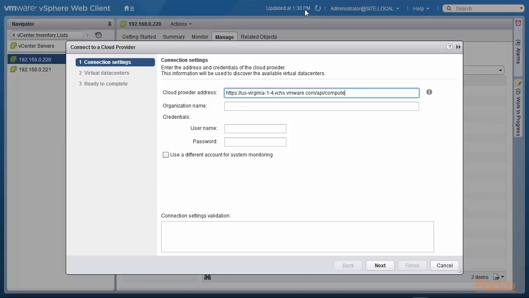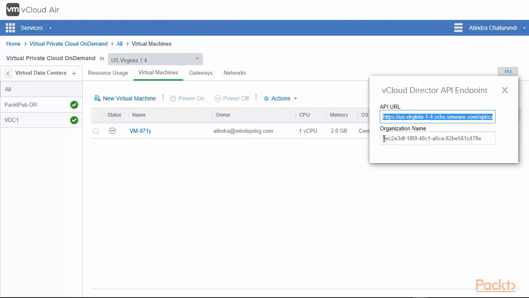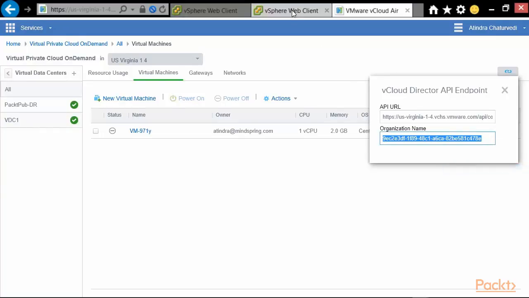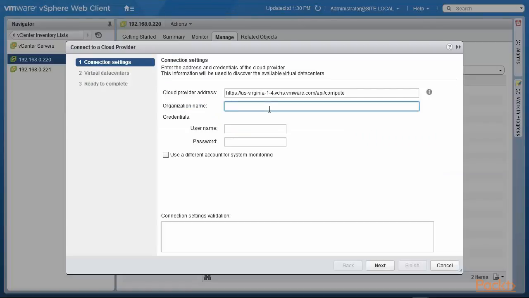Then an organization name, again the same thing. I go to vCloud Air, I copy this, and I come back to my client and do a control V to paste it back in. Credentials would be the credentials that you are given for your disaster recovery account, and then there will be a password there as well. Now of course, this is an administration set of credentials, but if you want to use a different account for system monitoring, which would have a lower level of privileges, then you would click on this and you would be able to do system monitoring with lower privileges to the cloud rather than using administrative privileges, which is obviously a good thing.